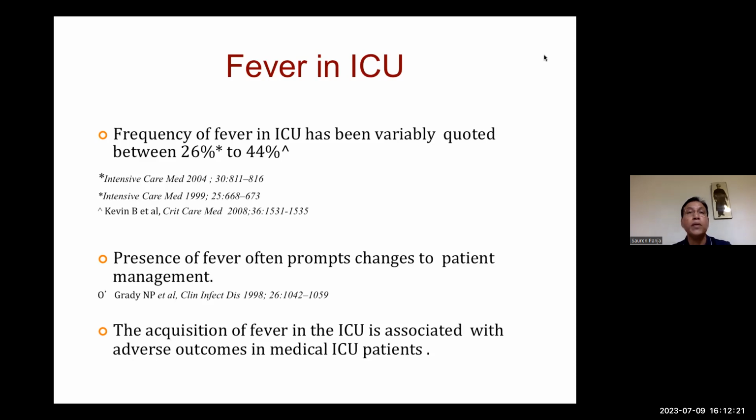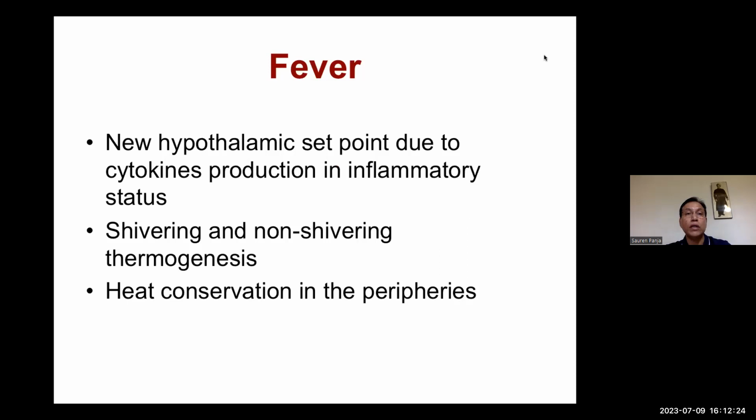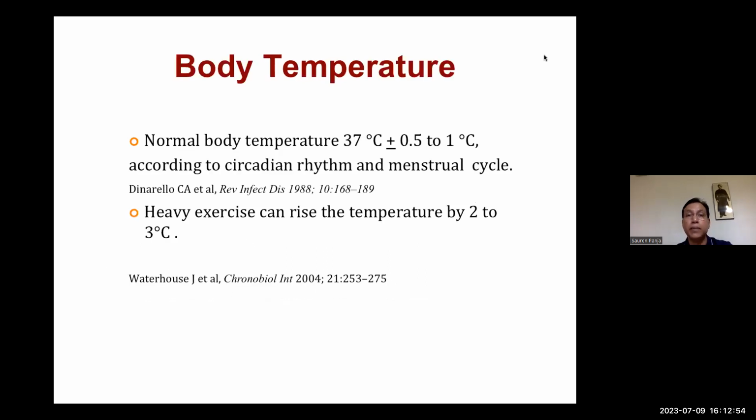Not only that, the acquisition of fever in an ICU patient is associated with different kinds of adverse outcomes in medical ICU patients. And as we know, there is a fever mechanism, and the common mechanism is the hypothalamic set point, which mainly maintains our thermoregulatory center, and that can be reset to a defined temperature level. It may happen because of cytokine production, or sometimes it may also give rise to shivering or non-shivering heat production inside our body and heat conservation in the peripheries. So that is the basic mechanism: either a hypothalamic set point change or production of heat in the body.